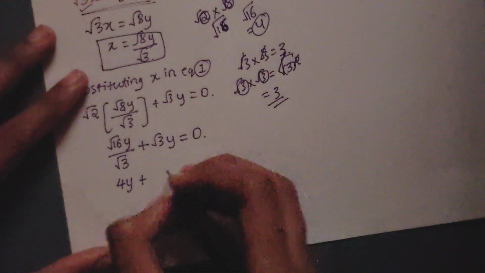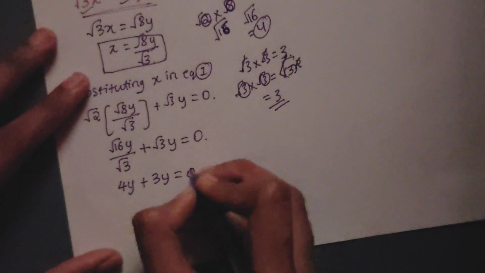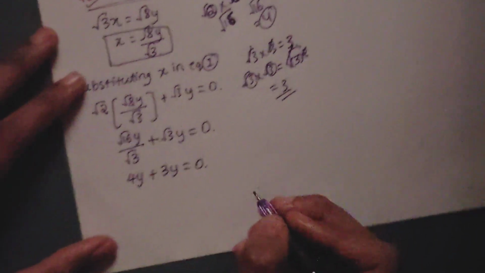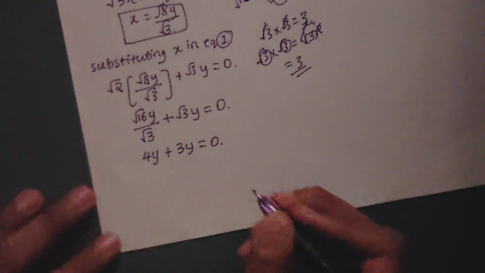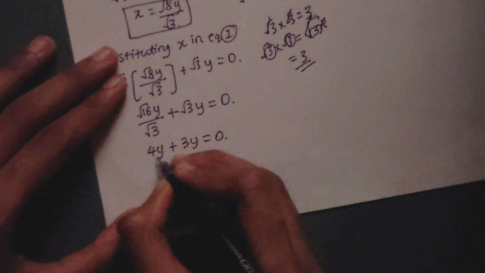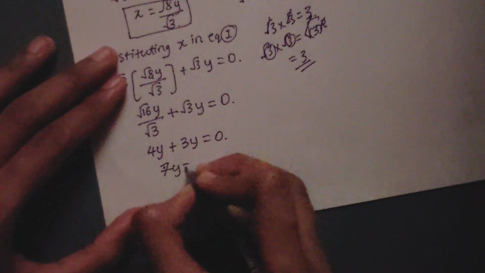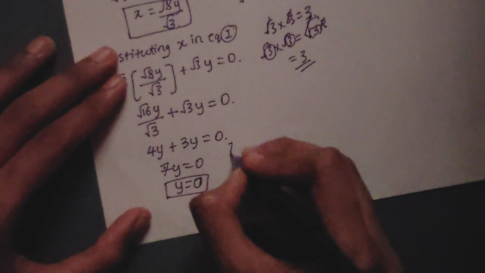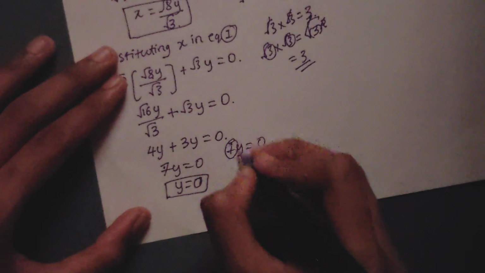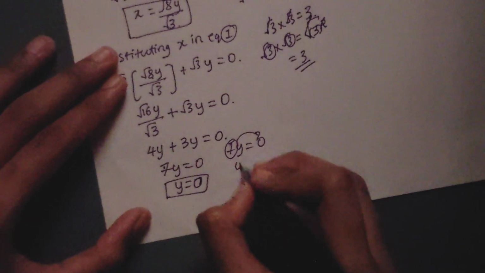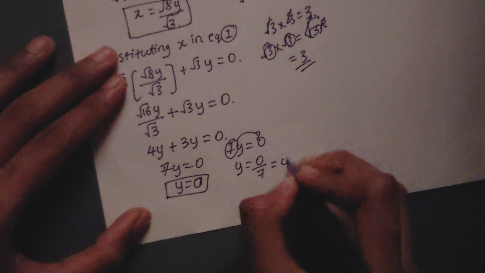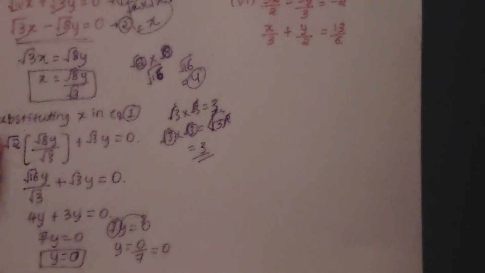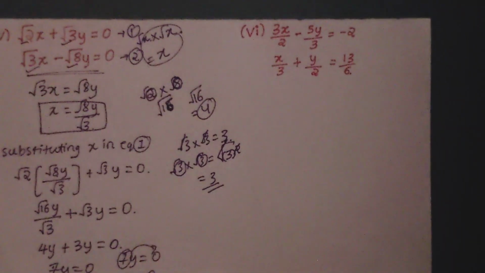Now 3y is equal to 0. Now 4y plus 3y is 7y is equal to 0, and y is equal to 0. Why? 7y is equal to 0. Sending this 7 to the other side will give you y is equal to 0 by 7, which is 0. I hope you were able to understand this.